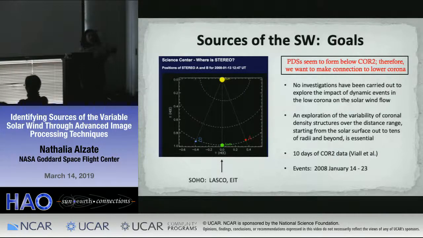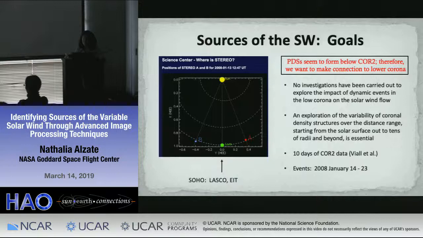From in situ, we know that these enhancements are the slow solar wind. So presumably whatever we see in EUV data, whatever we see low in the corona, should be what's creating the slow solar wind. So that's why I started focusing on that time period. But eventually we're going to expand to other time periods, more magnetically complex ones.